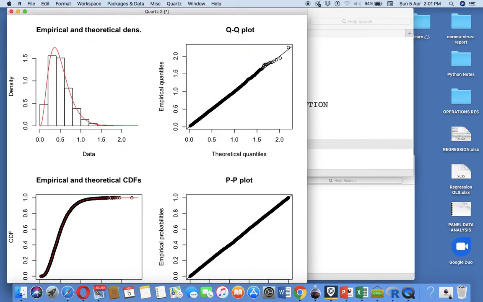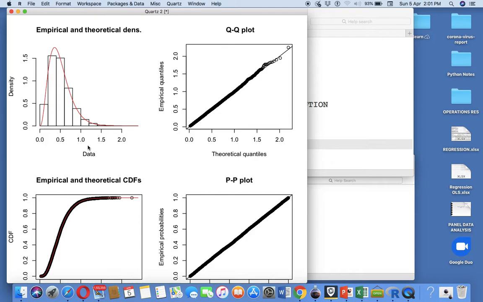We plot it, and we get the plot. So there is the distribution, the actual data with the distribution superimposed on it. A QQ plot, which tells you how good the fit of the distribution is. This is the cumulative plot and just the probability plot. These are all done in order to find out whether it really fits this distribution.